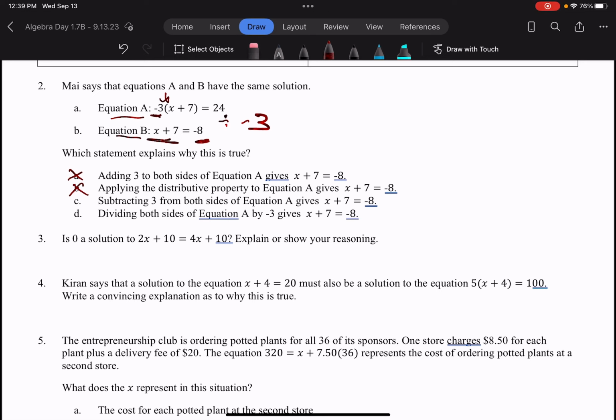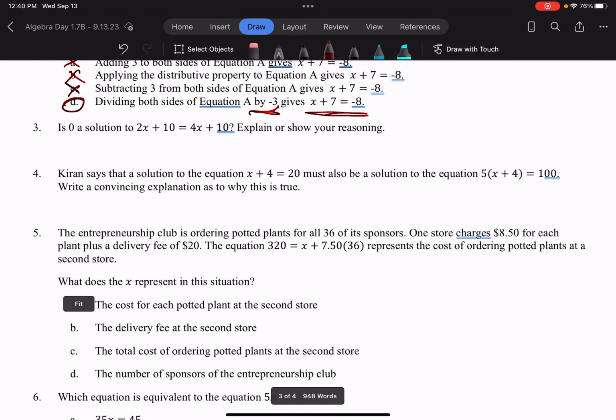What we have here, even though there's a negative sign in front of that 3, is multiplication. So we're not subtracting or adding anything. Dividing both sides of the equation by negative 3 gives us this equation. And yes, we saw that above. When we divide 24 by negative 3, we get negative 8. That looks like it's good and checks out.